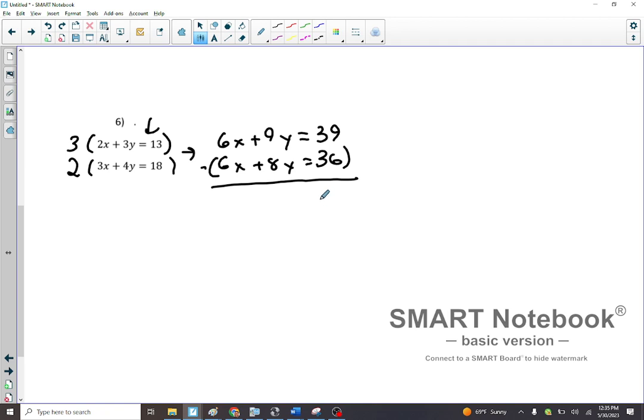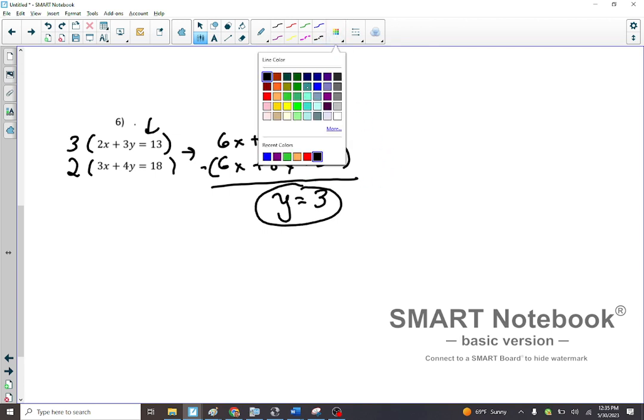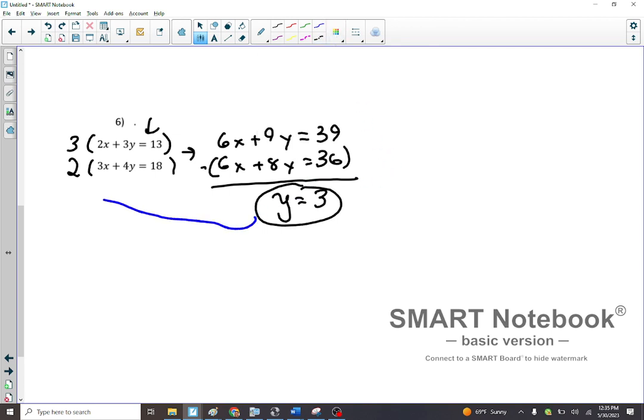My x's disappear, so that's perfect for me. That's my goal. So 9 minus 8 is just a single y, and 39 minus 36 is 3. So since y equals 3, I could take that and plug it into one of my original equations.